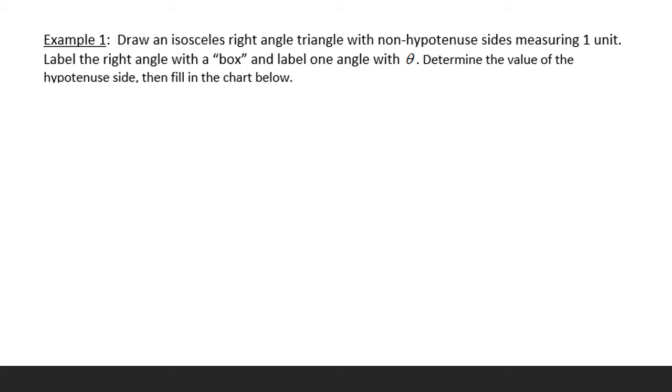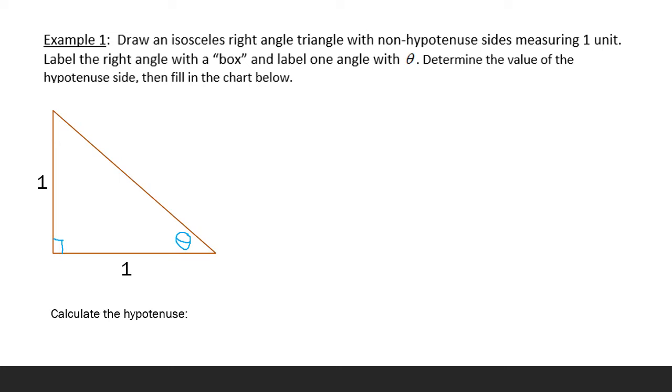Example 1. Draw an isosceles right triangle with a non-hypotenuse side measuring 1 unit. Take a second, pause the video, and do that now. Draw yourself a right angle triangle and put a box in one corner. Label one side with the box and one with theta. Theta looks like an oval with a line through the middle. We're going to label the sides 1 unit each because it's an isosceles. The question says we have to determine the value of the hypotenuse. If you haven't drawn that yet, press pause and draw that.